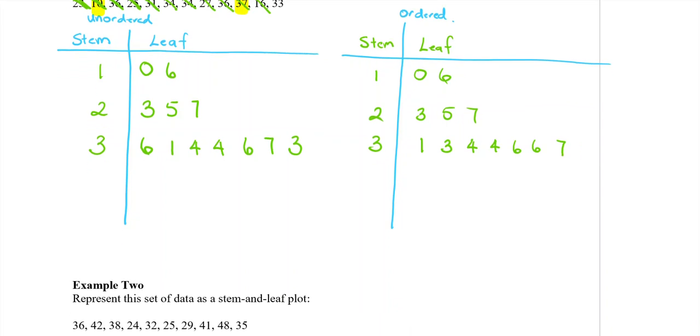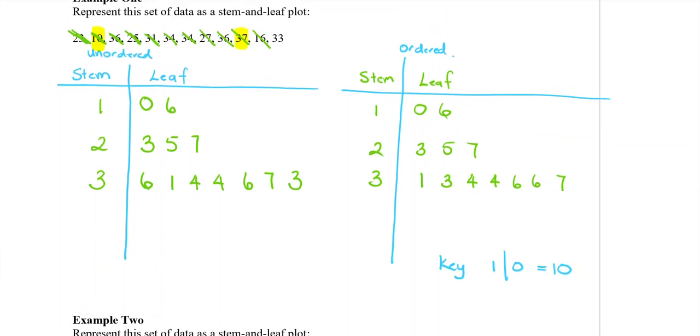But to make sure we put our key in. So I'm going to put it down the bottom, the key. What I do is I take one of the numbers out of my stem and leaf. Let's just take the first one, 10. The 1 line and a 0 is representing the number 10. So it tells people how to read the numbers out of it.